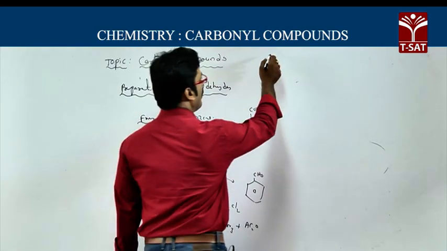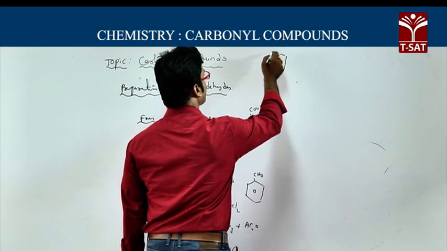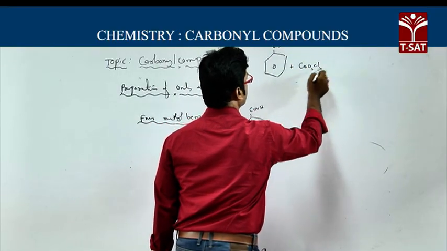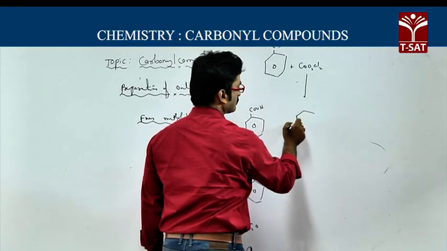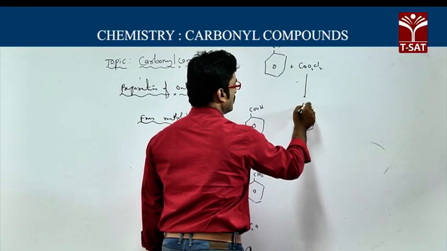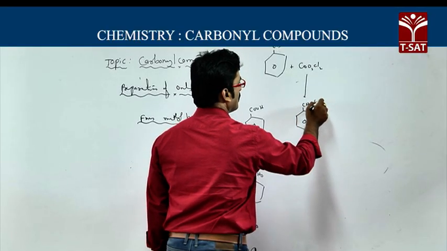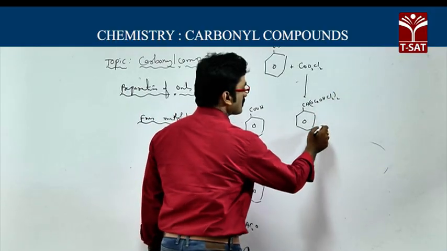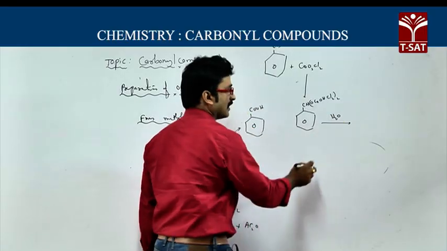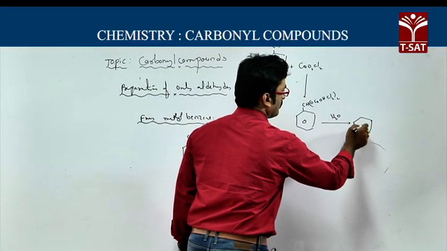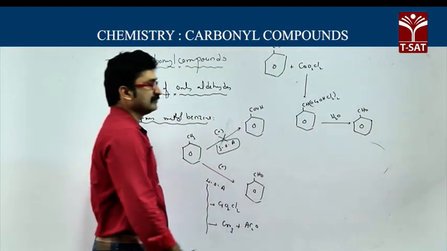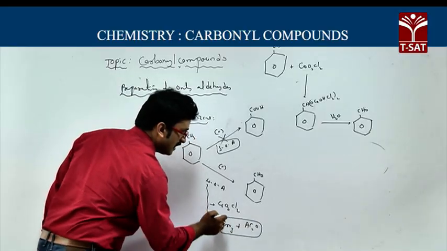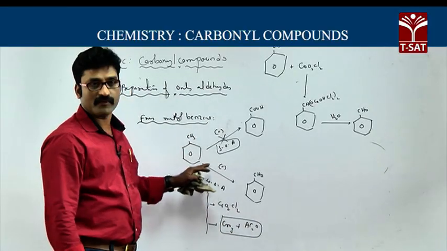Now, methyl benzene or toluene on reaction with CrO2Cl2 gives this compound, C6H5CH(OCrOHCl2), taken twice. This compound on hydrolysis gives benzaldehyde. Similarly, by using CrO3 and acetic anhydride, we can prepare benzaldehyde from toluene.